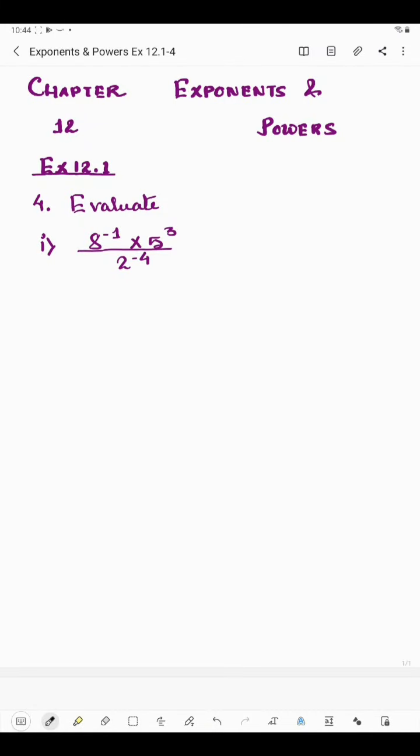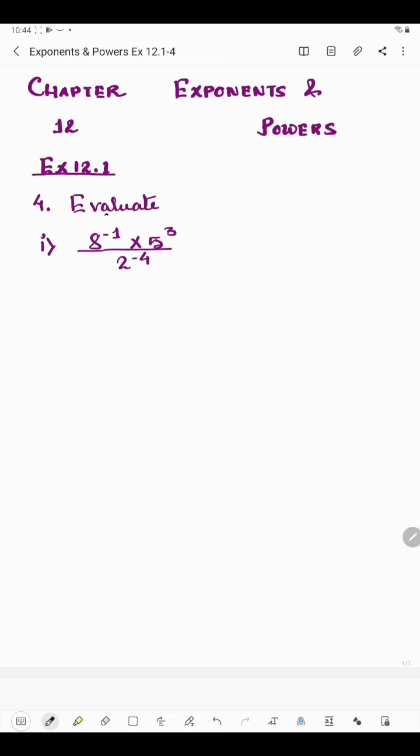Hello students, now I'm going to start question number 4 of exercise 12.1. Now here we have evaluate. Evaluate means we will have to find the value of this. In the first part we have 8 to the power minus 1 multiplied by 5 to the power 3 divided by 2 raised to the power minus 4.